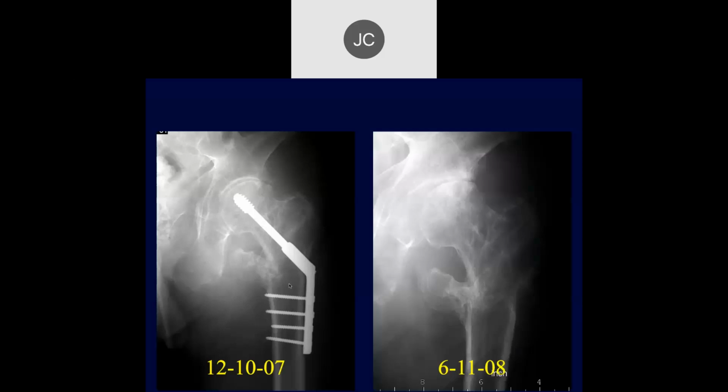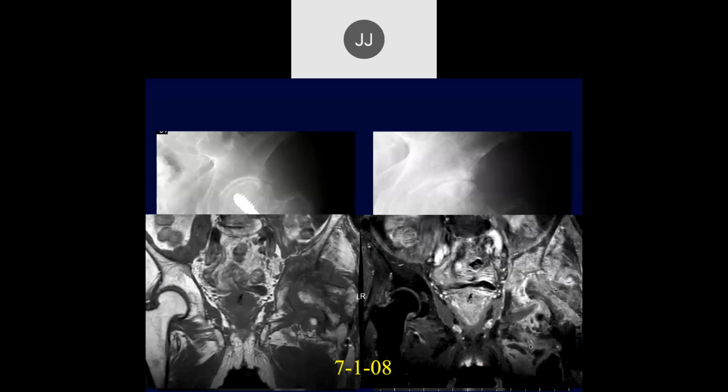All right, so here we have fixation of left hip fracture. Looks like some heterotopic ossification of the lesser trochanter, but the fracture I think is probably healed. You ignore those. We don't treat them. Here it looks like they've removed the hardware. So they removed the hardware, but before they removed the hardware, look at it. It was fine on 6/11/08. Then it came in with increasing pain on 7/1/08.